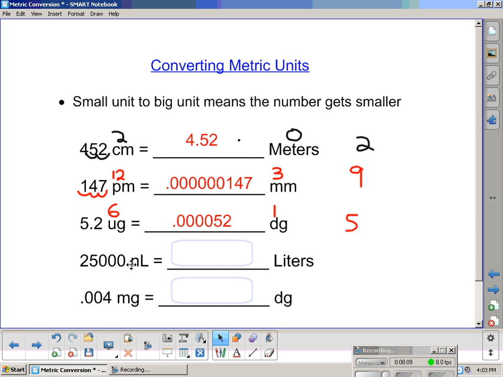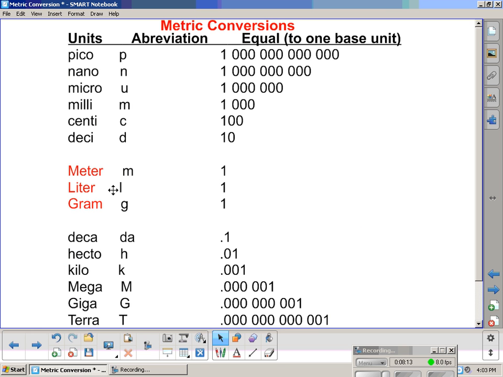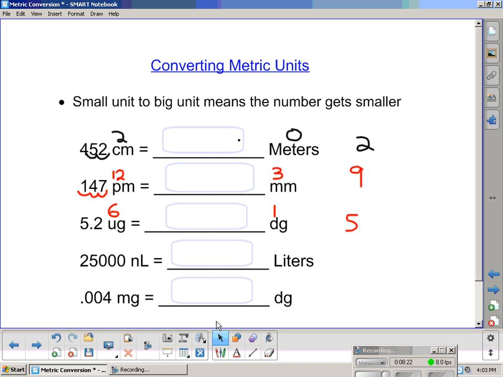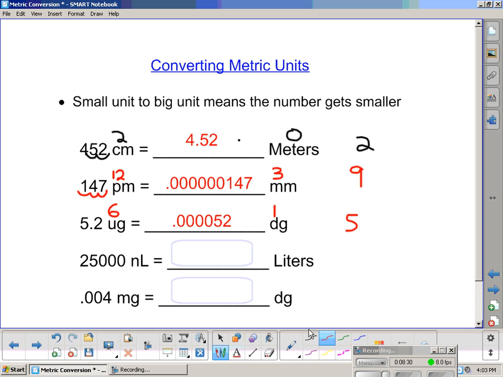Okay, nano. If you don't have that chart written down, I would recommend keeping that in your notes because when you get an assignment, that's going to be handy to have. It tells you how many decimal places to move. Now I've hidden my answers again. Here we go. Okay, so nano. If you look at your notes, you will see that nano gives you 9 decimal places.